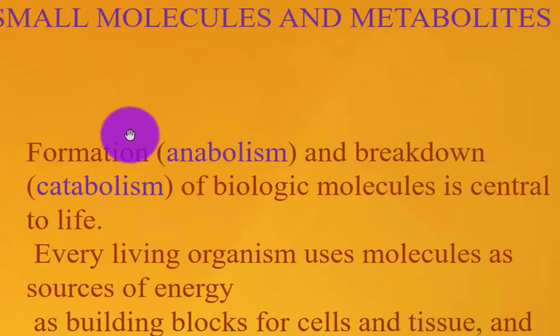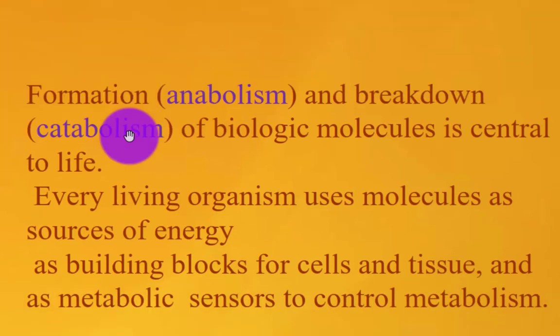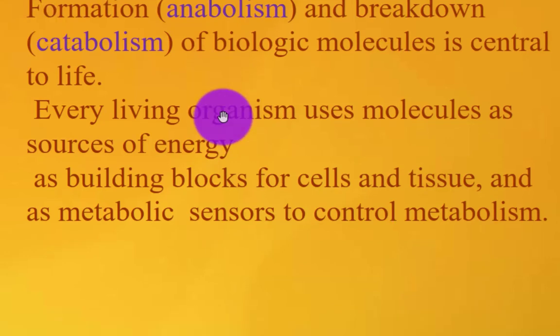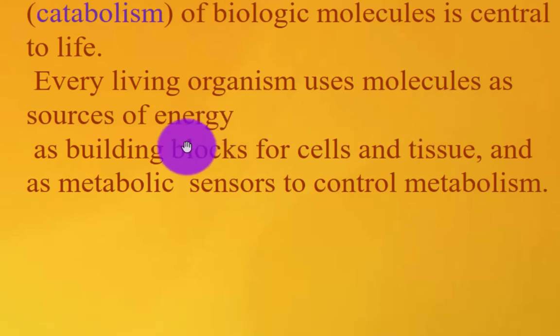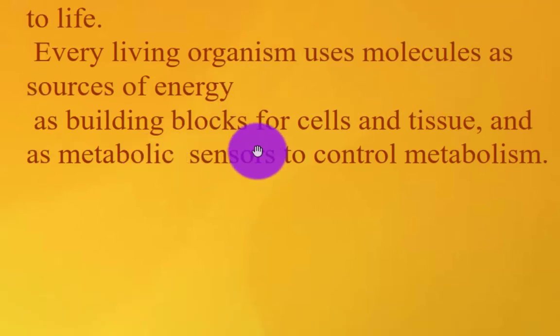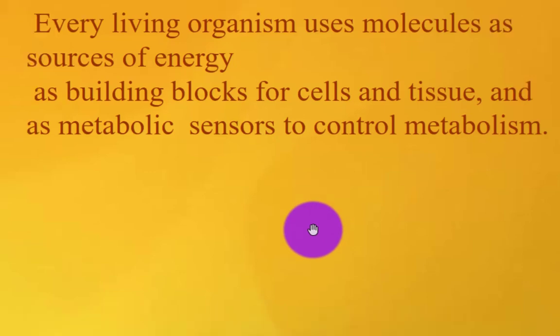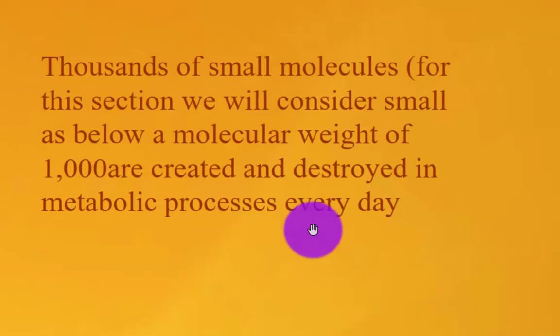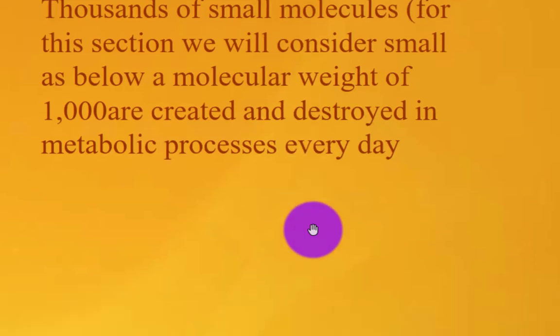Measuring small molecules and metabolites, the formation (anabolism) and breakdown (catabolism) of biological molecules, is central to life. Every living organism uses molecules as a source of energy, as building blocks for cells and tissue, and as metabolic sensors to control metabolism. Thousands of small molecules, which for this section we will consider as those below a molecular weight of 1000, are created and destroyed in the metabolic process every day.